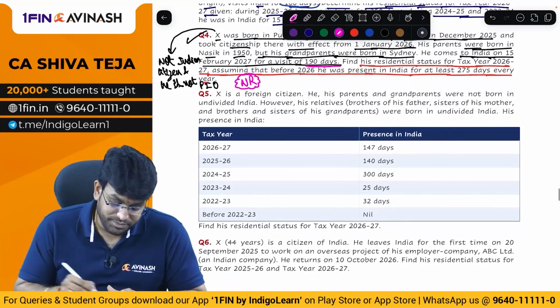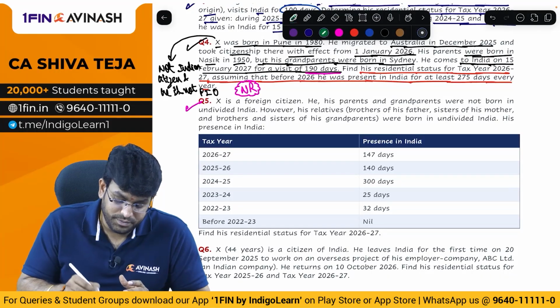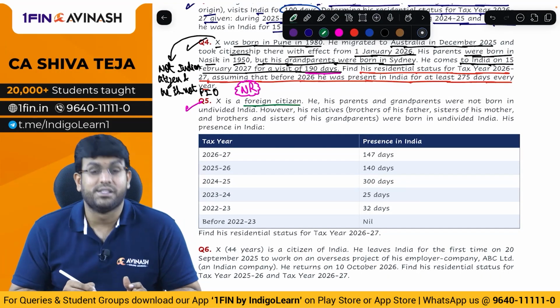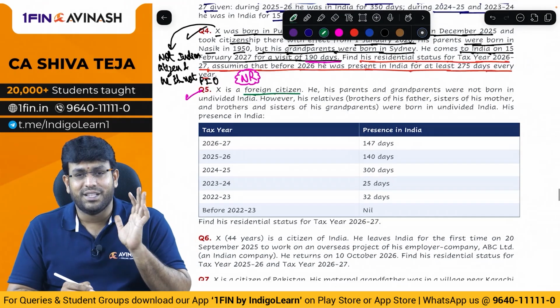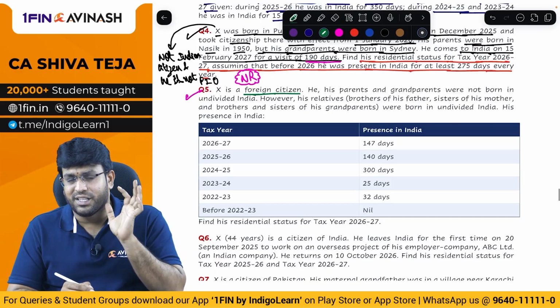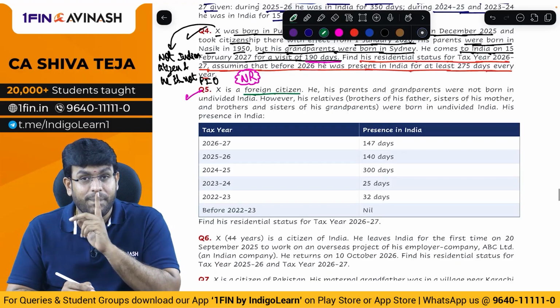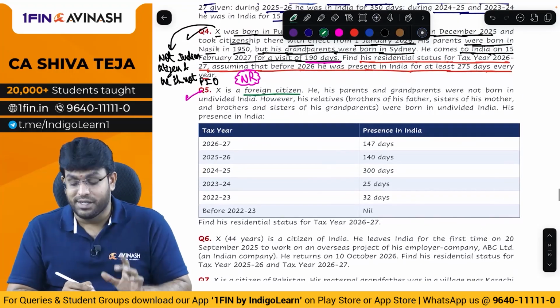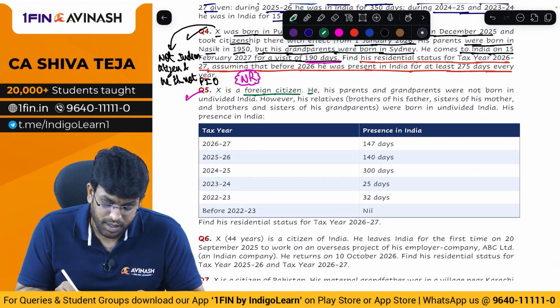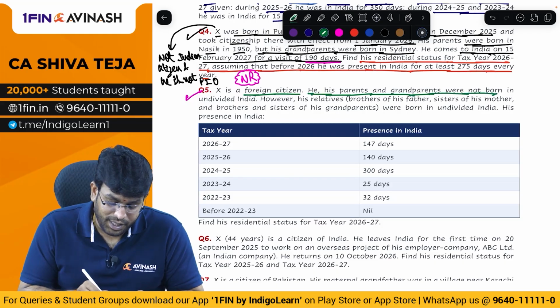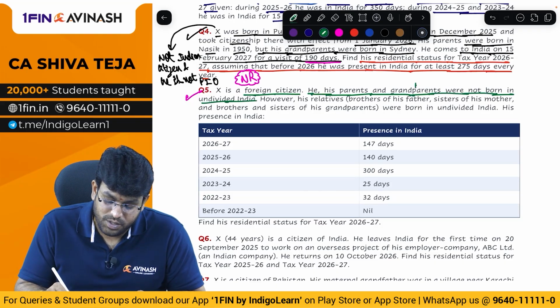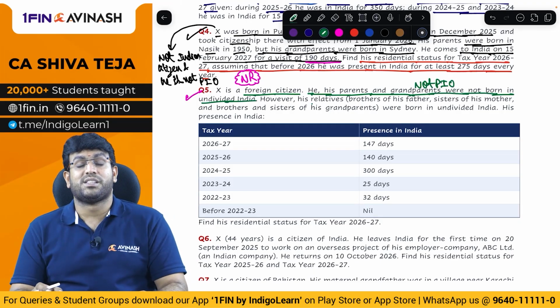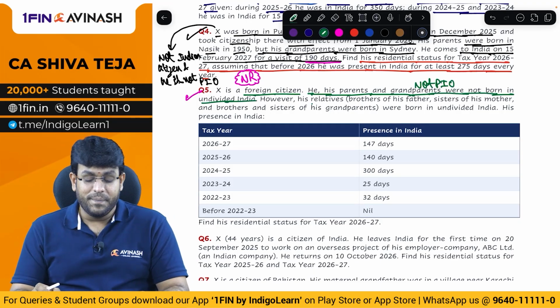Next question you see. 5th question. X is a foreign citizen. That means he is not an Indian citizen. And the question will tell you if he is an Indian citizen. If the question is silent, don't assume that he is an Indian citizen. His parents and grandparents were not born in undivided India. That means he is not a person of Indian origin. So special case in 6(3), 6(4), 6(5) will not apply.